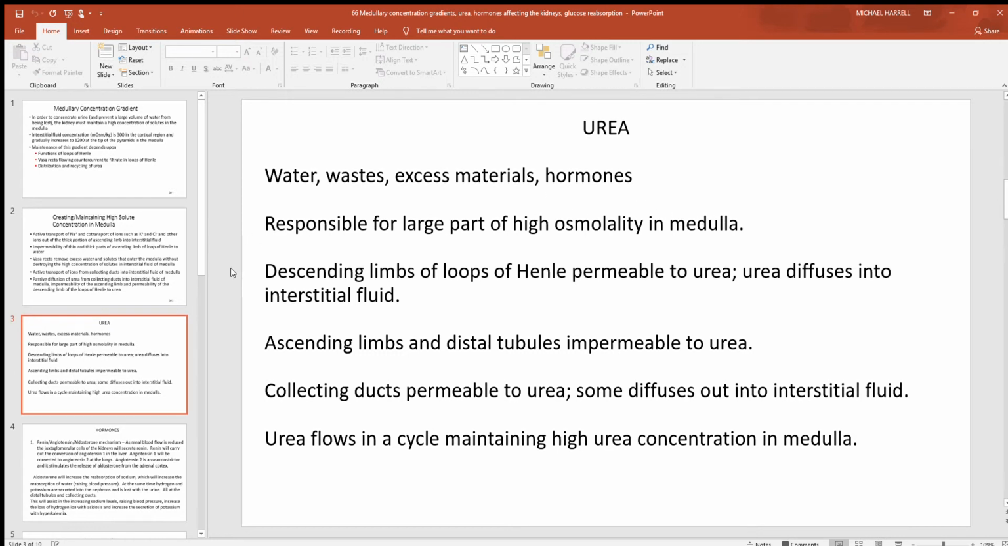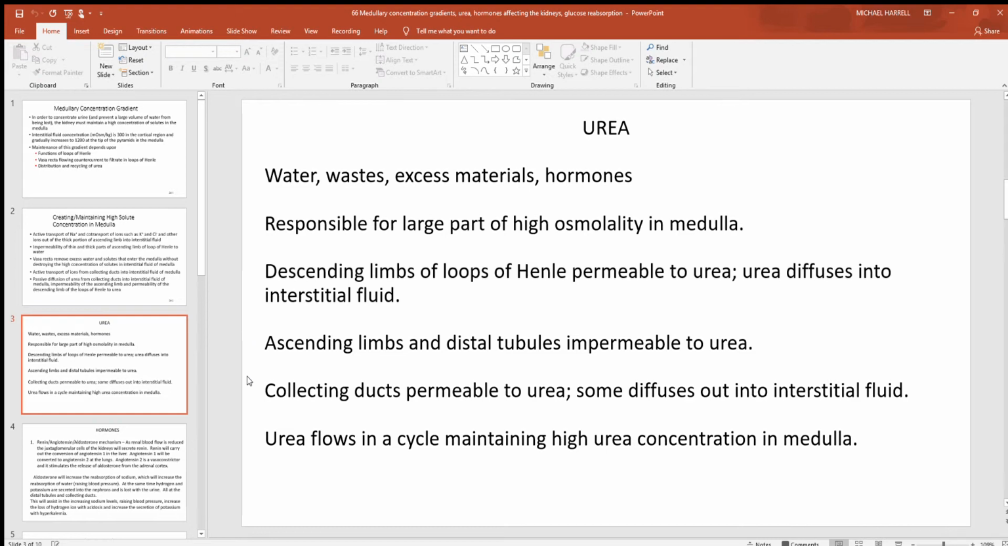You've got these descending limbs of the loops, which are permeable to urea. Lets that material move out. Urea diffuses into the interstitial spaces and adds to those large osmolality numbers. You've got the ascending limbs and the distal tubules, which are impermeable to the urea.